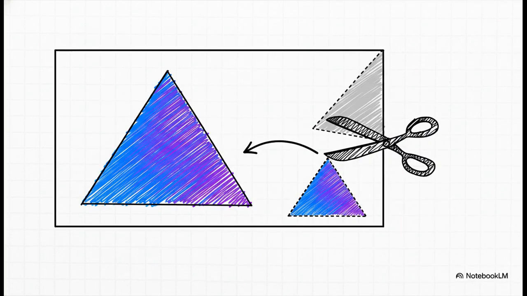Okay, what if a triangle is only partially on the screen? Well, instead of processing the whole thing and then throwing away the pixels that are off-screen, the GPU is way smarter than that. It just neatly chops off the invisible part, creating a brand new, smaller shape that fits the screen perfectly. Again, this saves a massive amount of wasted work.